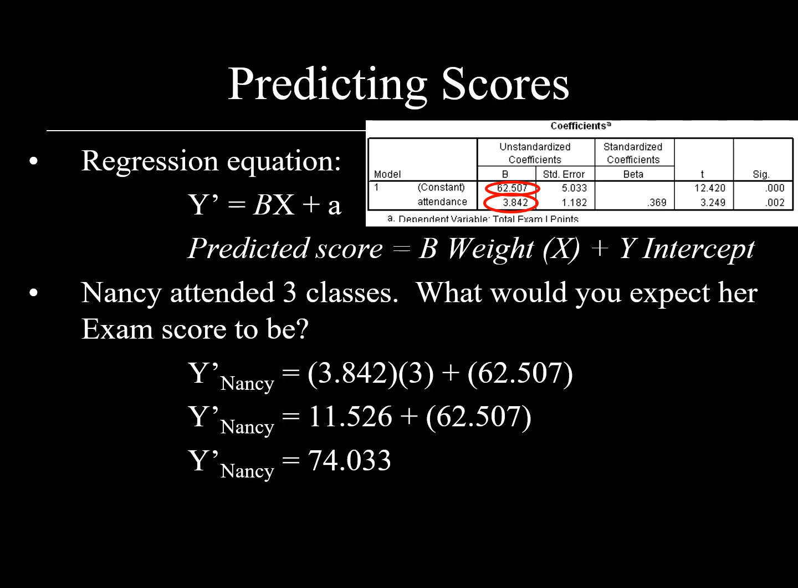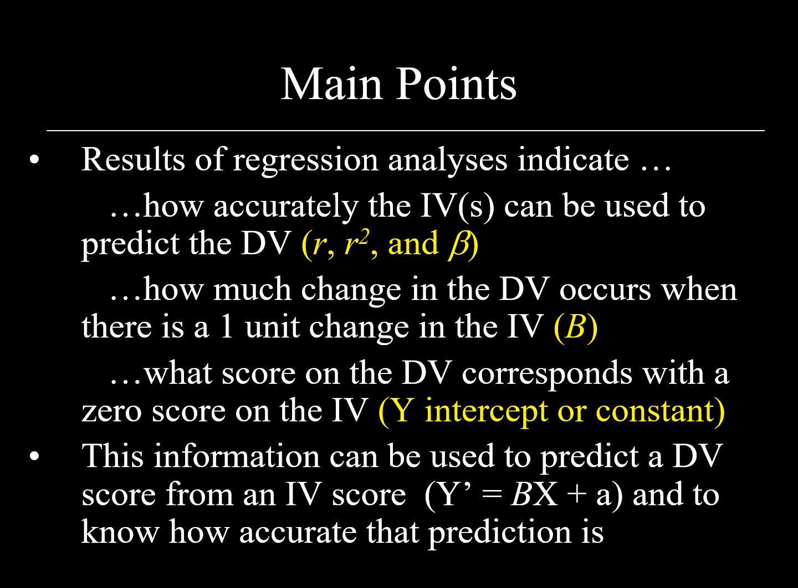Now remember, we didn't have perfect prediction. There was error, so we don't necessarily know that was Nancy's score, but that would be a better guess than just guessing what Nancy's score would be.